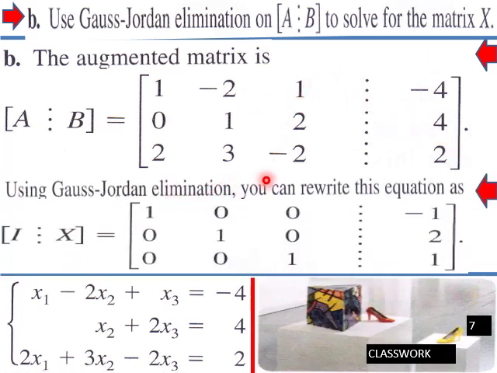Using Gauss-Jordan elimination, you can rewrite this equation as [I | X]. So here is our I, this would be our identity matrix. And then when we do that manipulation, we start here, we end up here, and we end up with -1, 2, and 1 over here. And this is where I want you students to know that this is where we started. That's where we got that from.